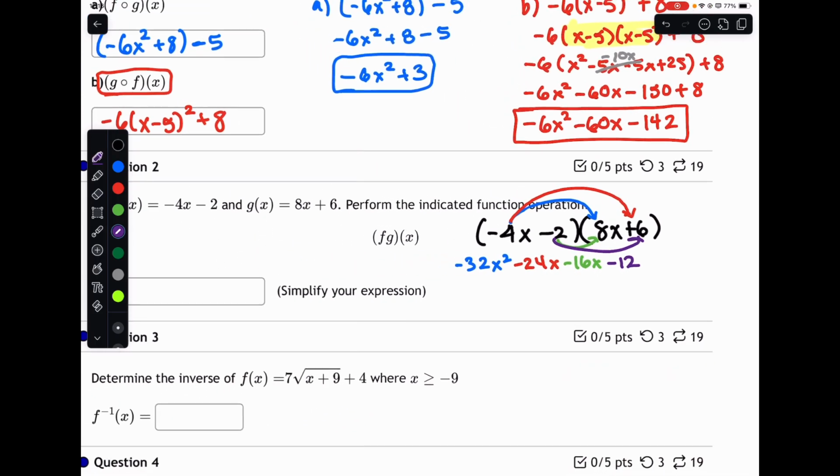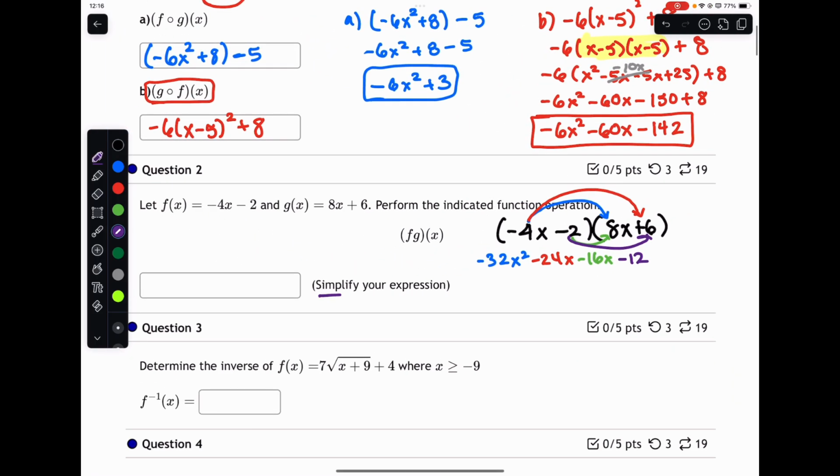Now, you do have to simplify this expression. You cannot leave it like this because you do have a set of like terms. This will be marked incorrect. So, unfortunately, unlike number one, you do actually have to simplify. So the simplified form, when you combine those two terms, well, since it's both negative, negative 24 minus 16 is a total of negative 40. And don't forget the x, minus 12. So there is your solution.